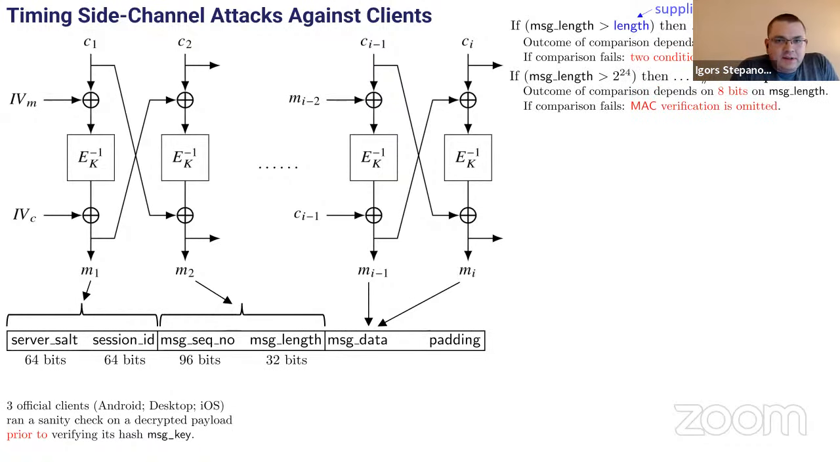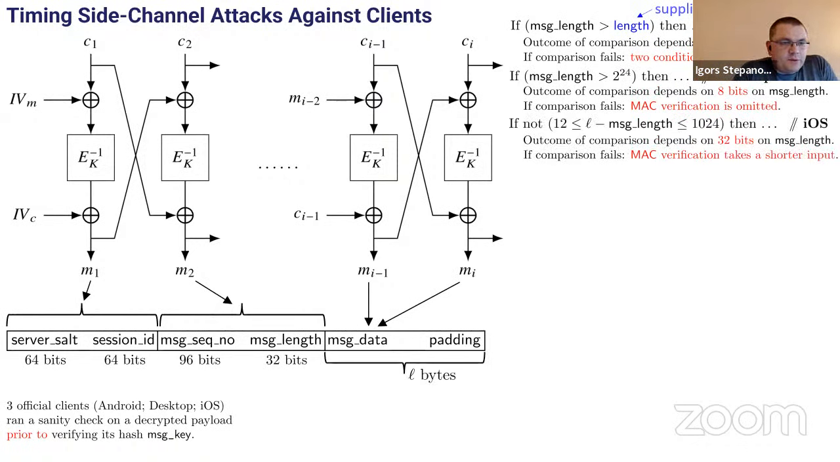So in particular, here we have three examples where, immediately after decrypting the ciphertext and acquiring the payload, the message length value is compared to different values in different clients: either to a value supplied by the attacker, or to the constant 224, or some more complicated check. Either way, if this sanity check of the message length failed, then in the second case, in the desktop client, the verification of the hash was completely omitted. This obviously gives a great opportunity to run a timing exploit.